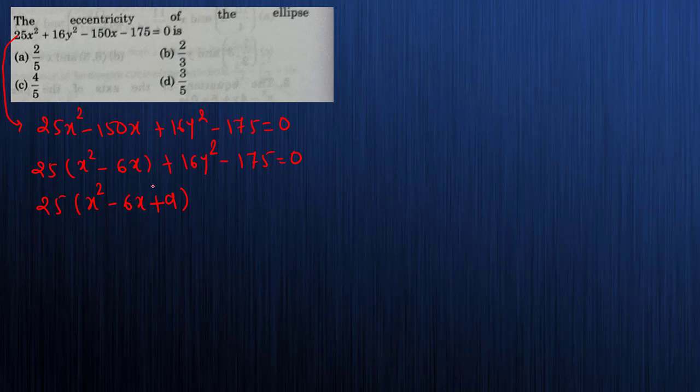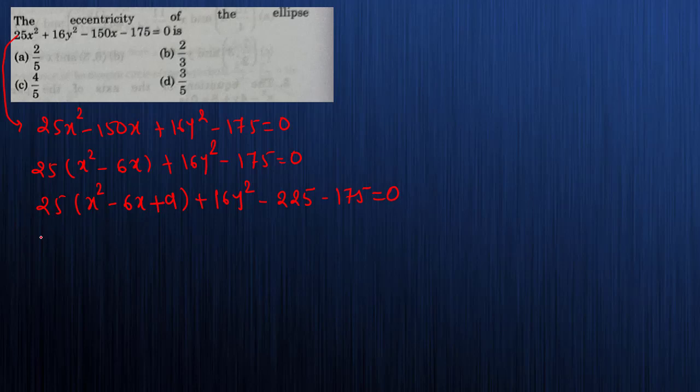So that 3 square I am taking here, 9 plus 16y square. See here you are actually adding 9 and multiplying by 25, which means you are actually adding 225. That is 25 into 9, what is it? 225. So that 225 I have to subtract. 225 minus 175 is equal to 0.